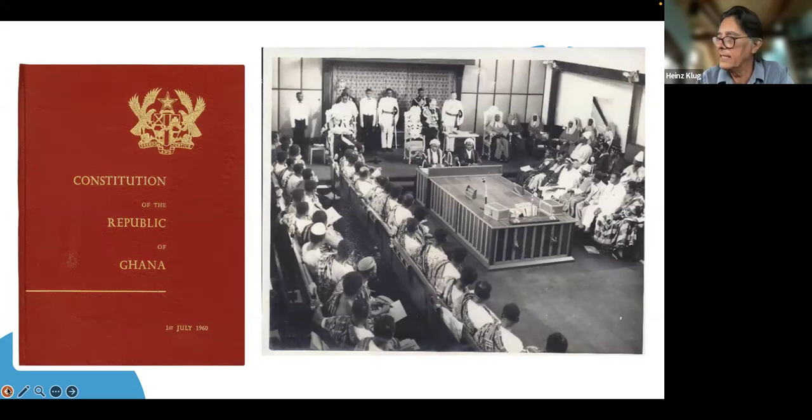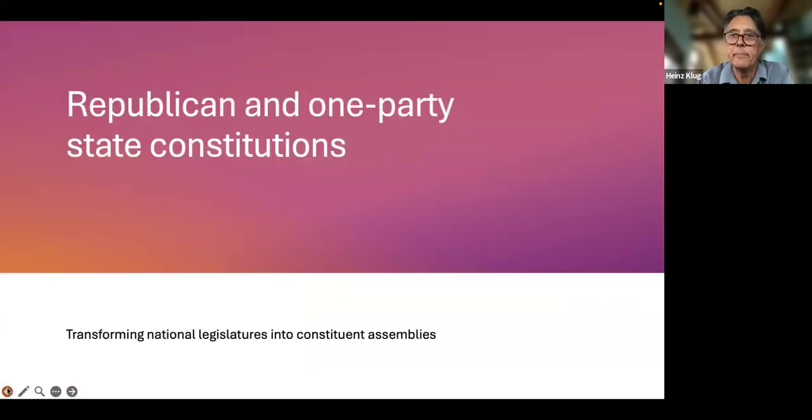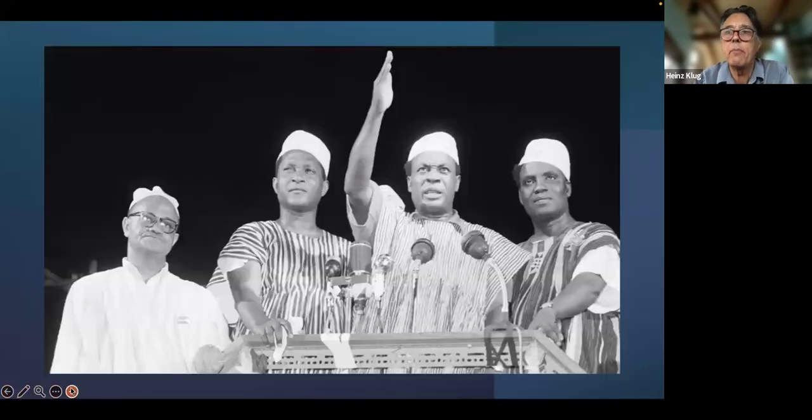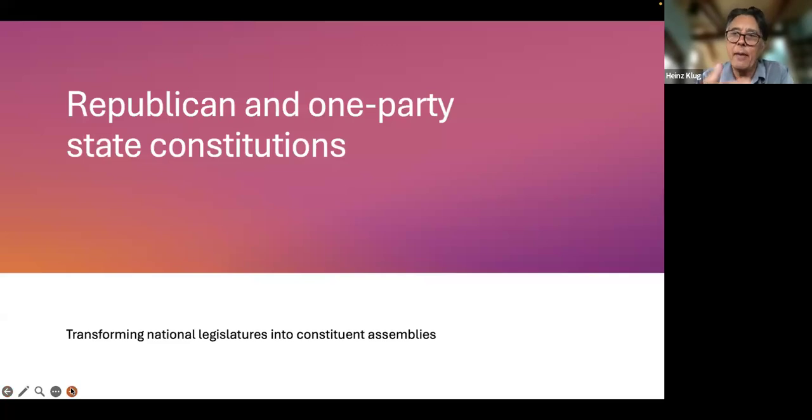If you go back one slide, sorry. What I call Republican and one-party state constitutions. So this is what happens very quickly. But the key to this process, in terms of a process of constitution making, is when the independence constitutions are created by the colonial power, negotiated with the nationalist leaders, whose first goal, of course, is independence. They pay less attention to the details of the constitution because their goal is firstly to get independence.